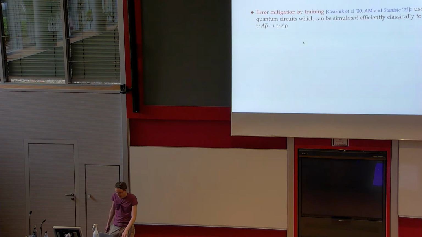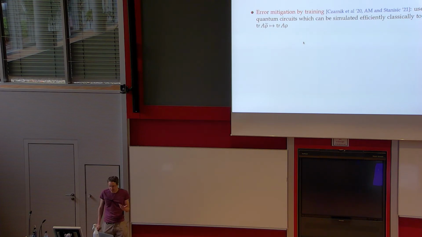Okay. Another nice family of ideas is one that I've called error mitigation by training. So the idea here is that we might have some family of quantum circuits which we can actually simulate classically. For example, Clifford circuits are an example of this. We know how to simulate these things efficiently classically, even though they can be complicated and produce lots of entanglement. Another example is so-called fermionic linear optic circuits. It's like time evolution according to quadratic fermionic Hamiltonians.